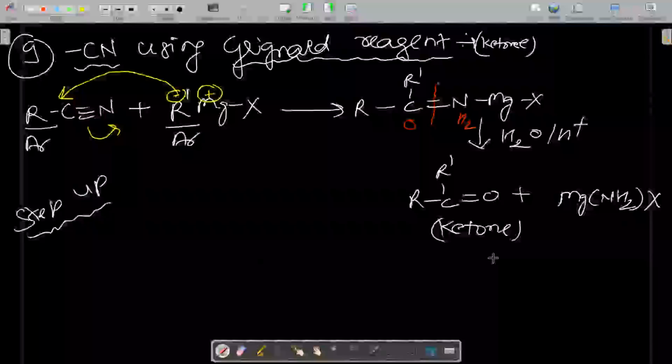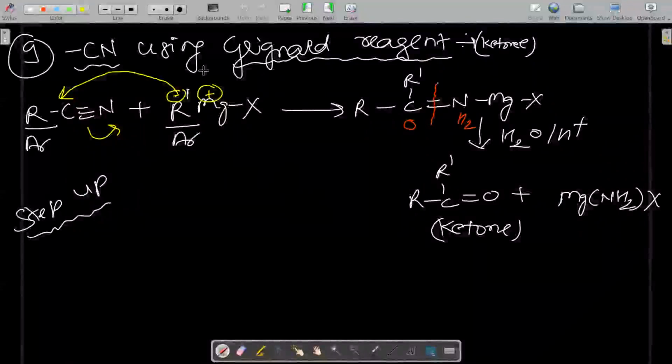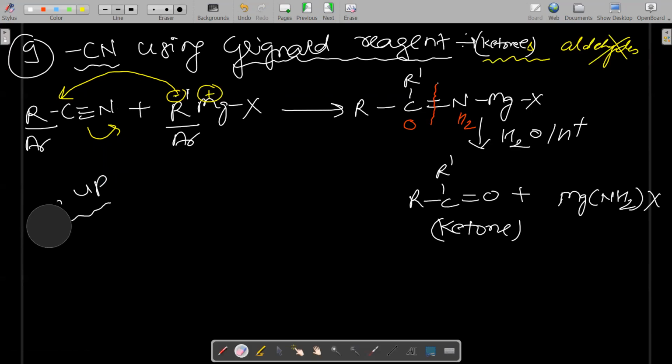So now the next method is cyanide using Grignard reagent. By this method, only ketone can be prepared. Aldehydes cannot be prepared, only ketones will be prepared. So what is this reaction? In this reaction, the cyanide reacts with Grignard reagent to form an addition product, which is followed by hydrolysis to give ketone. So you can see once again so that you will understand.